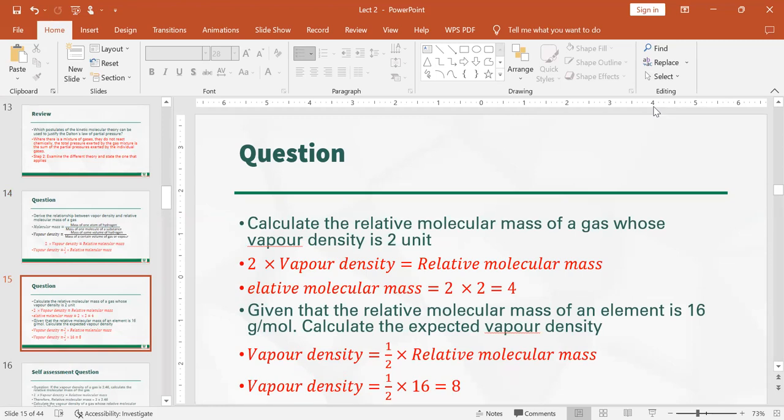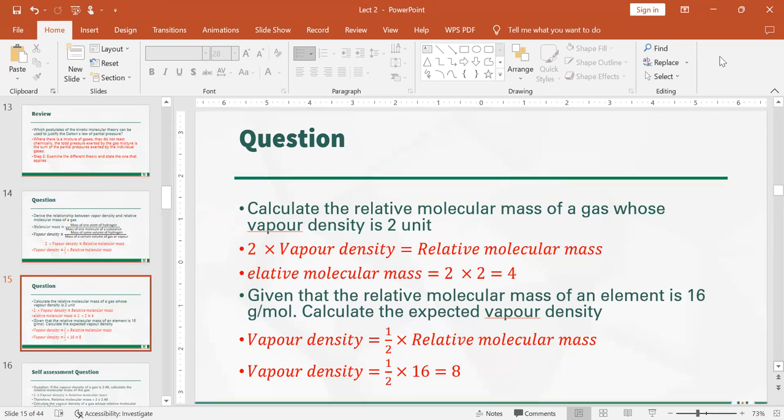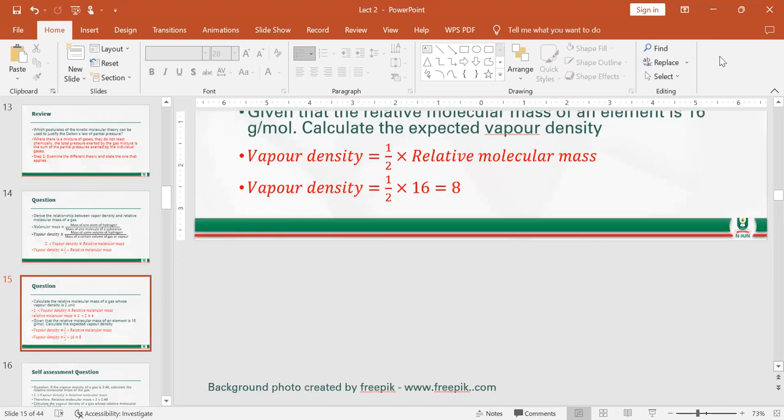Given that the relative molecular mass of an element is 16 grams per mole, calculate the expected vapor density. So you know that the vapor density will be the relative molecular mass divided by 2, and that is what we have as 8. The answer is 8.